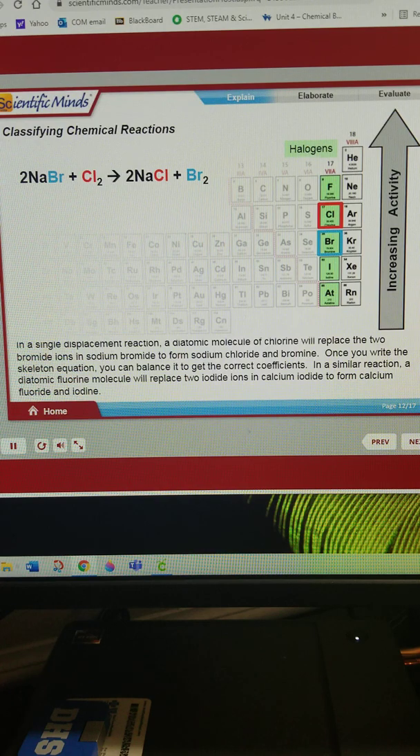In a single displacement reaction, a diatomic molecule of chlorine will replace the 2 bromide ions in sodium bromide to form sodium chloride and bromine. Once you write the skeleton equation, you can balance it to get the correct coefficients. In a similar reaction, a diatomic fluorine molecule will replace 2 iodide ions in calcium iodide to form calcium fluoride and iodine.